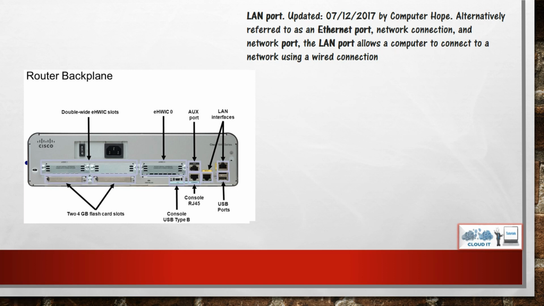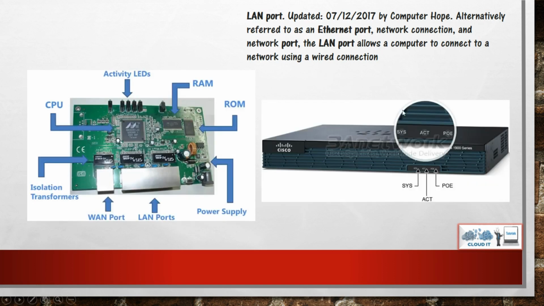Okay, next you can see the front panel of the Cisco router. You can see SYS, ACT, and PoE LED indicators on this front panel. SYS is the system indicator, ACT is the activity indicator, and PoE is Power over Ethernet. Power over Ethernet is used to provide power to this device using an Ethernet cable instead of a power cable.